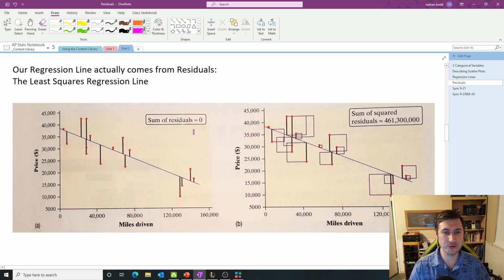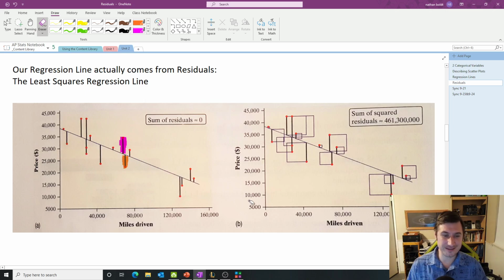If we take all the residuals and add them up, the positives will again always cancel out the negatives, and that total will always be 0. That was not a highlighter. All right, so what are we to do?